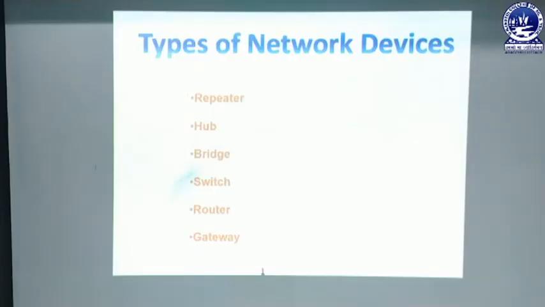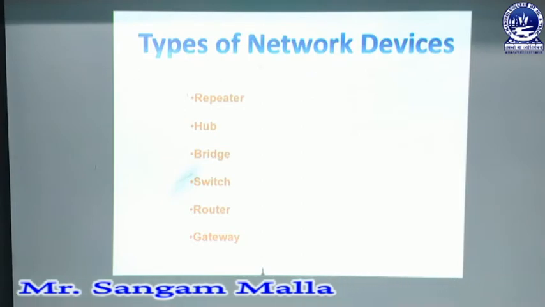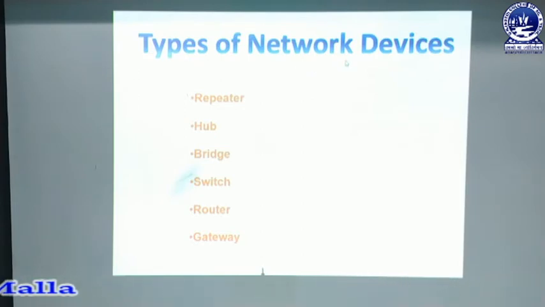Now, we will describe how many types of network devices there are. As I have told, there is not a single device which is responsible for creating a network or transferring data from one location to another. There are different types of network devices which are responsible for communicating with each other. The first category is the repeater, then hub, then bridge, then switch, then router, and the last one is the gateway. These are some of the network devices that are used to send information or data from one location to another location.